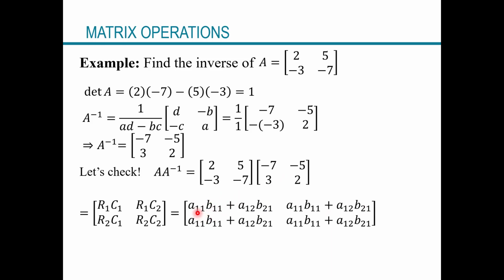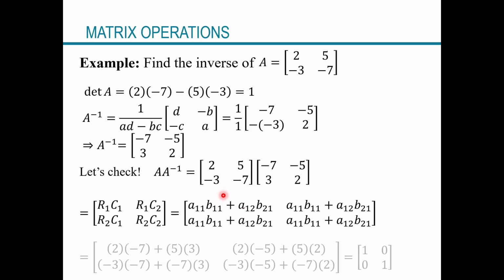And so this is saying the entry from row 1, column 1 times the entry from row 1, column 1 of the second matrix, plus entry row 1, column 2, which is 5, times entry from row 2, column 1, which is 3. Okay, so it's just 2 times -7 plus 5 times 3 for our first entry. And so we do that for all 4 spaces in our answer. And notice what we get when we simplify. We do get the identity matrix.